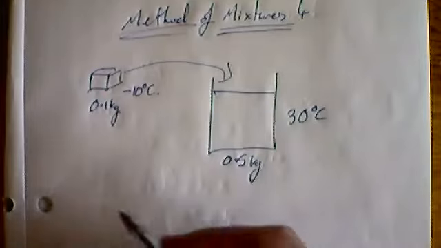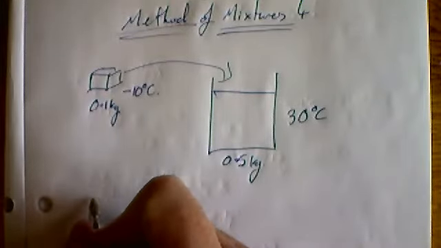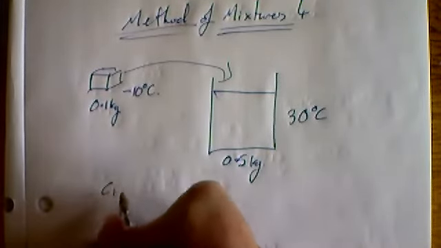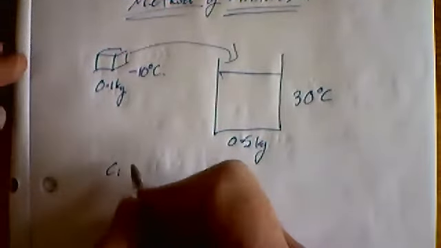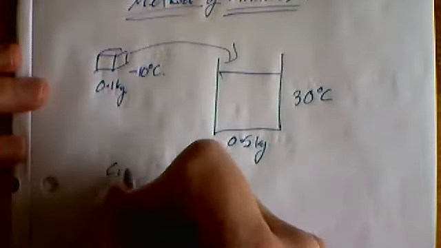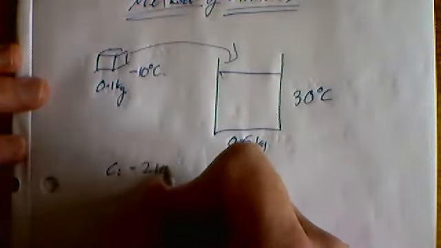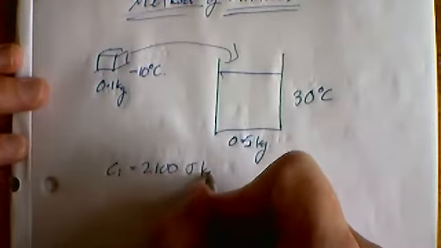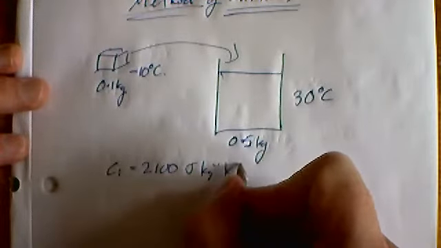And just to make things a little more awkward as well, specific heat capacity of ice is different from the specific heat capacity of water. So specific heat capacity of ice is 2,100 joules per kilogram per degree Kelvin.